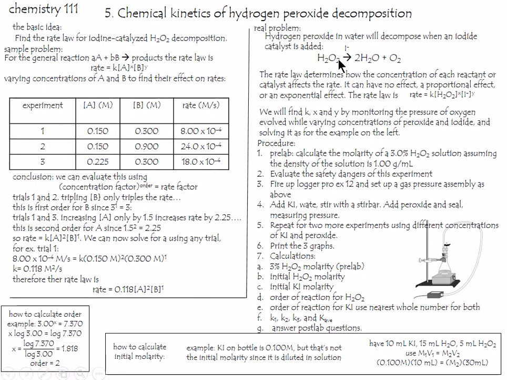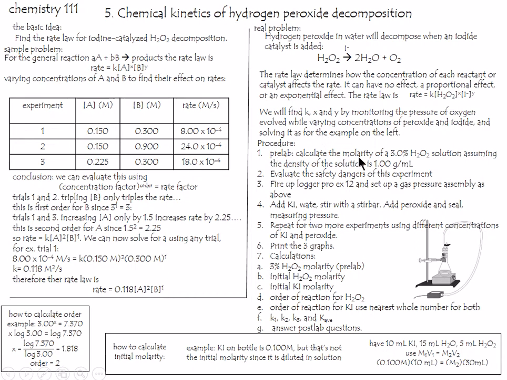You might be able to guess what the effect of that might be since it's a catalyst. Okay, so the rate law will be some constant times the concentration of peroxide to the x times the concentration of iodide, our other reactant, to the y. We're going to set it up just like this in the experiment and then solve it just like we did for this one to find a final rate law. So we'll find K, X, and Y by monitoring the pressure of oxygen. That's the product. So the more pressure you've got, the faster the reaction must be occurring.